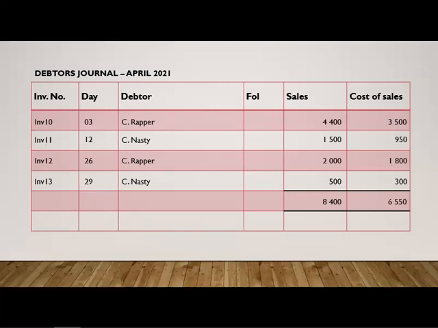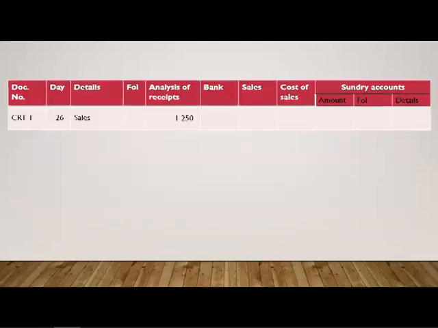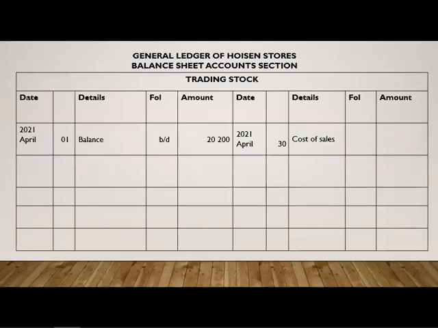Why do we record it on the credit side of your trading stock account? That is because your trading stock account has gone down. It has gone down because you sold those goods. You no longer have them. That's why it will decrease at cost price of 6,550.